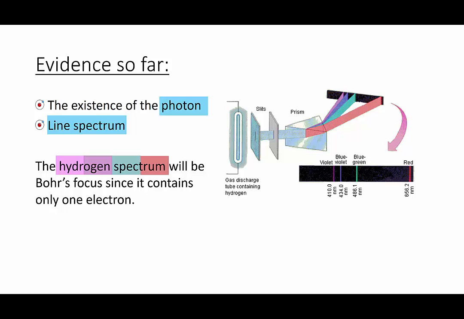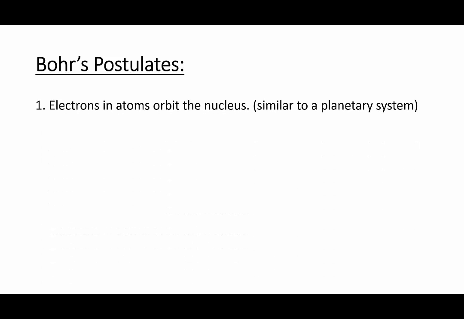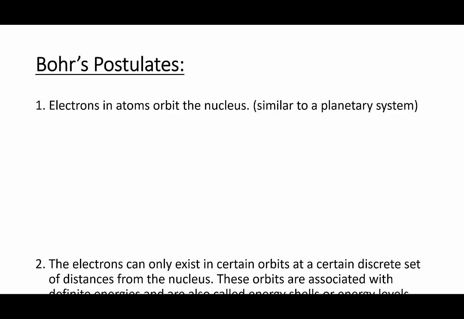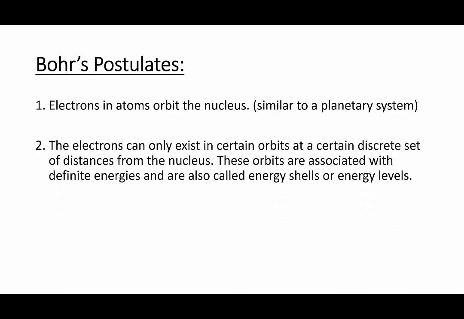Let's now look at Bohr's postulates. Bohr has 3 postulates, and you should be familiar with these 3 as well. The first one is that the electrons orbit the nucleus, similar to a planetary system. Postulate number 2: electrons can only exist in certain orbits which have a very specific amount of energy. These orbits, remember, are also called shells or levels.